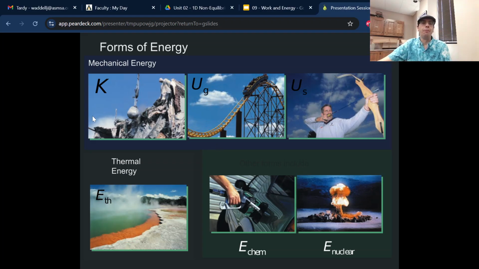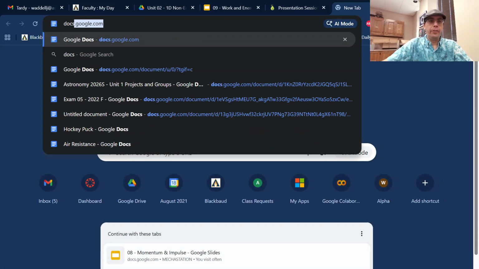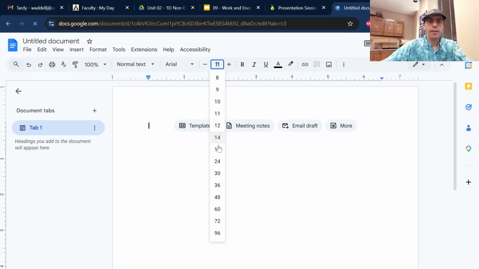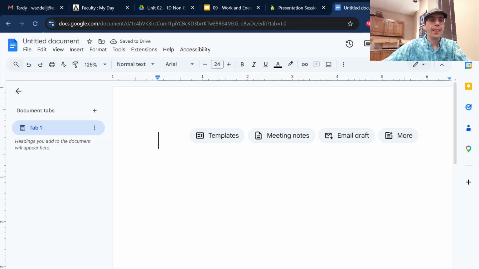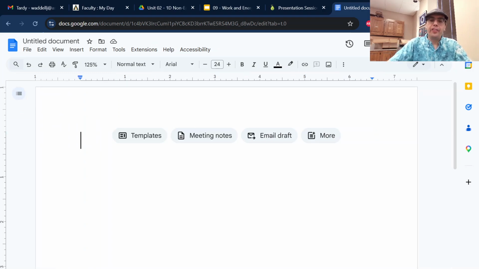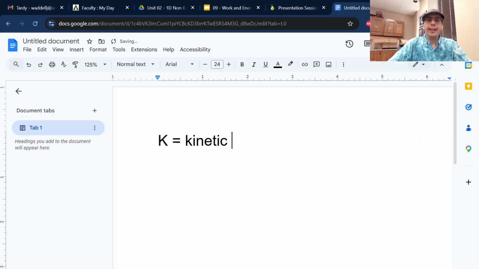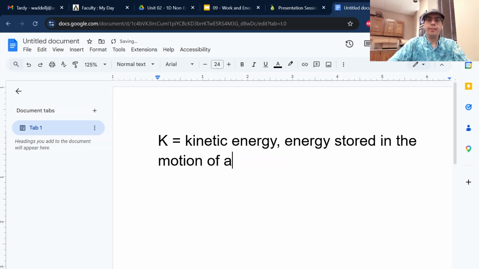So this one is the one we've already talked about. It's the energy contained in a thing moving. This is our kinetic energy. I'm going to write some things out. So we have K is kinetic energy, which is energy stored in the motion of an object.